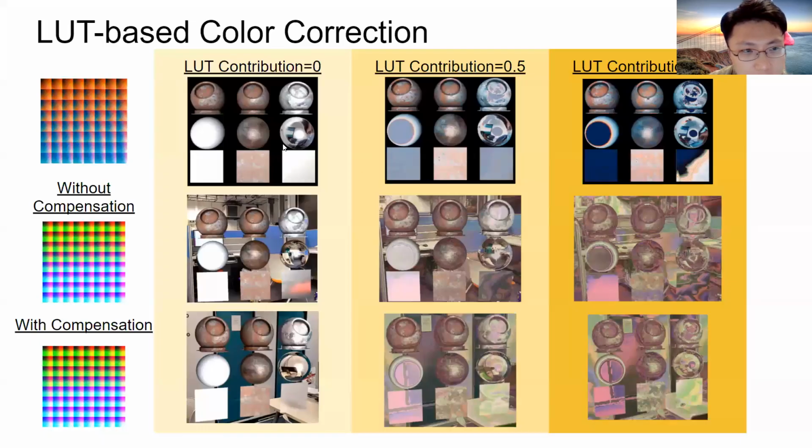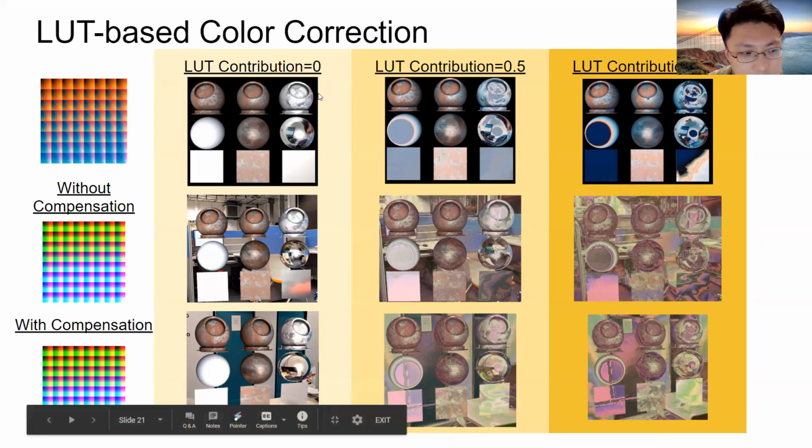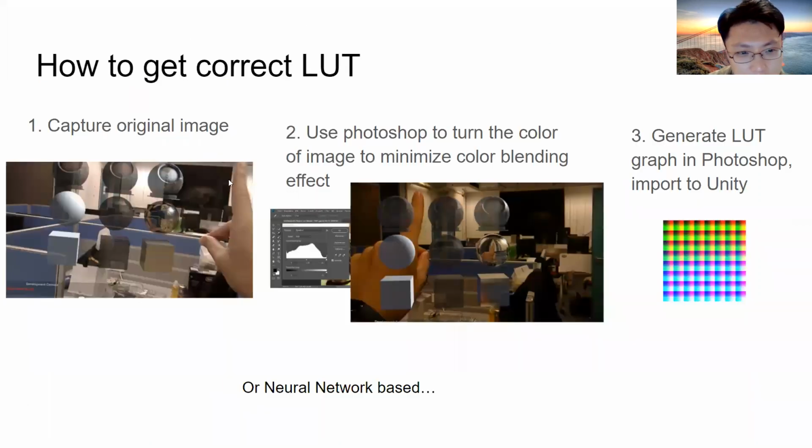Followed by the last method, which is LUT-based color correction. You can see there are different levels of LUT methods, for example 0, 0.5, and 1. And here are different artifacts, for example, how to correct LUT. The correction is that we first capture the original image or use Photoshop to turn the color image into a max-friendly one, or generate the LUT, then import it to Unity.